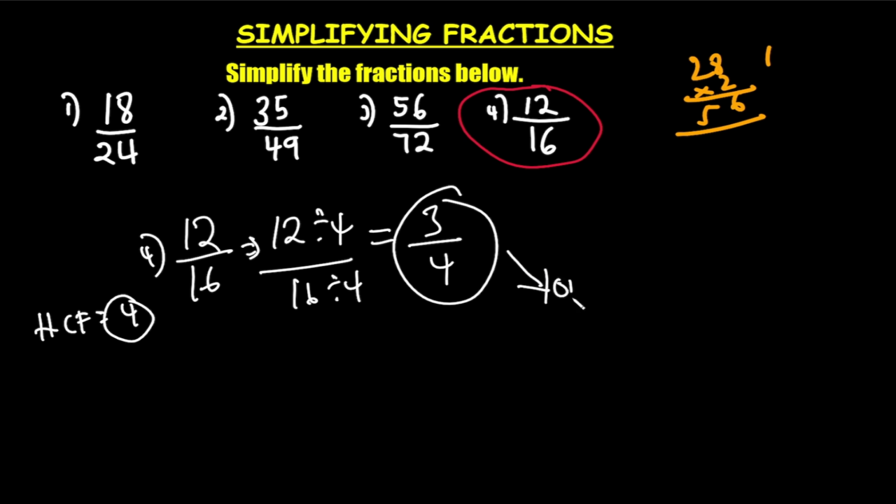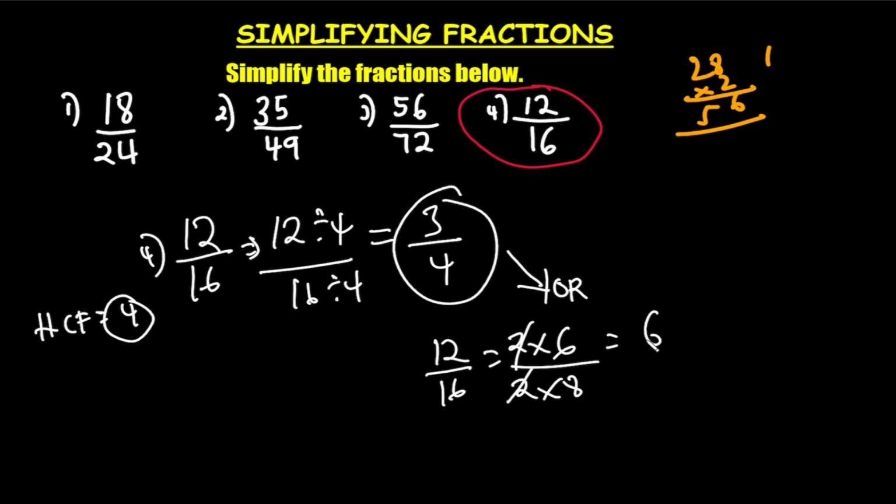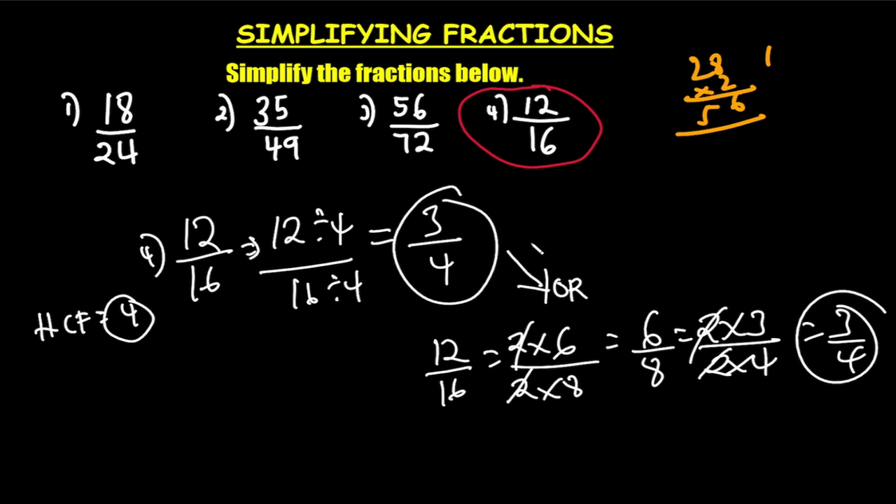Now, the next one, let me try and break 12 and 16 down. 2 times 6 is 12, and also 2 times 8 is 16. The 2 cancels out. I have 6 over 8. 2 times 3 is 6, and 2 times 4 is 8. Now I have 3 over 4. As you can see, this is the simplest form because I cannot break it down or go further.